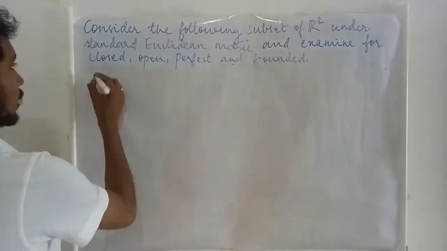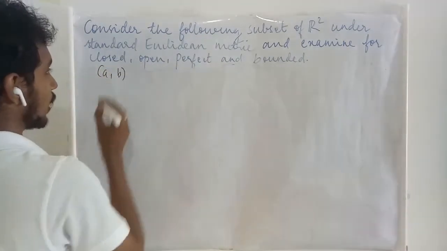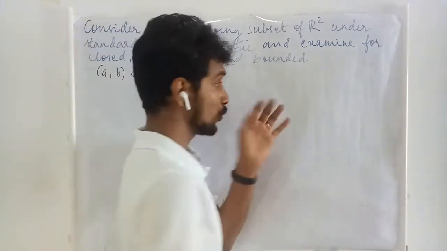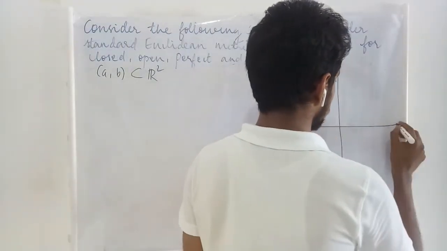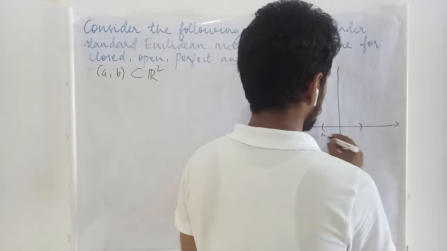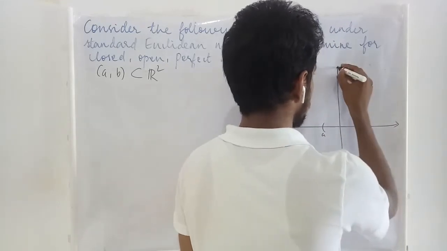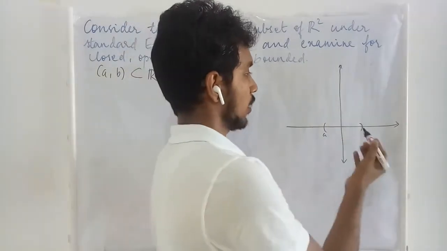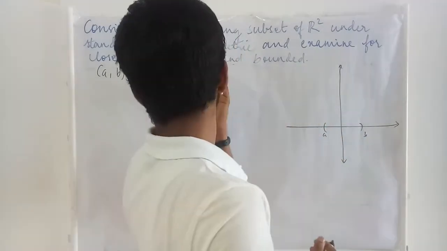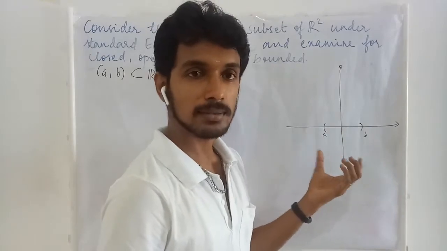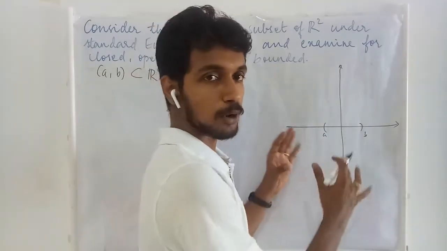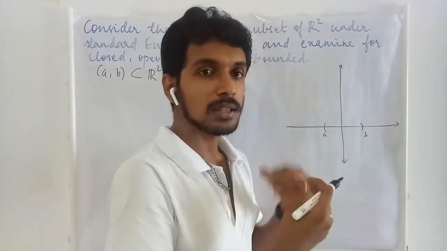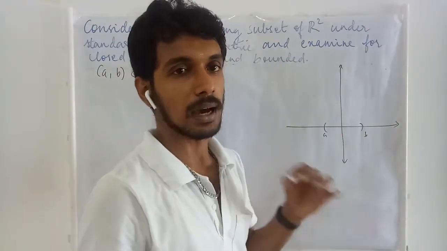The first example that we are going to see is the segment a comma b, considered as a subset of R2, which means we can choose a segment on either of the axes and only the points on the axis we are going to consider. In order to check whether this is closed or not, we have to see the limit points of this set and check whether those limit points are members of the set or not.